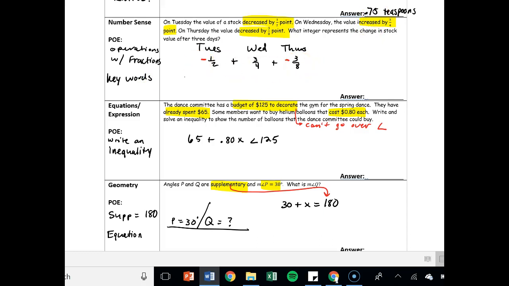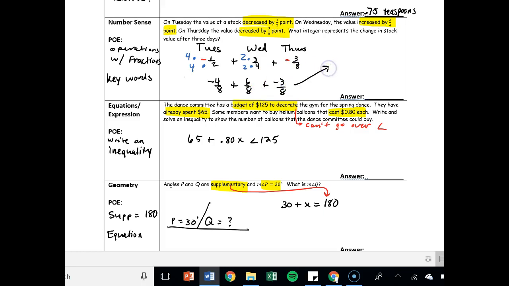When we do operations with fractions, we have to make sure that we have common denominators. The common denominator of all these would be 8, so let's make them all 8. 1/2 I'm going to multiply by 4, because 4 times 2 is 8. 3/4 we'll multiply by 2, because 2 times 4 is 8. And the 3/8 I can leave the same. So we have negative 4 over 8 plus 6 over 8 plus negative 3 over 8.